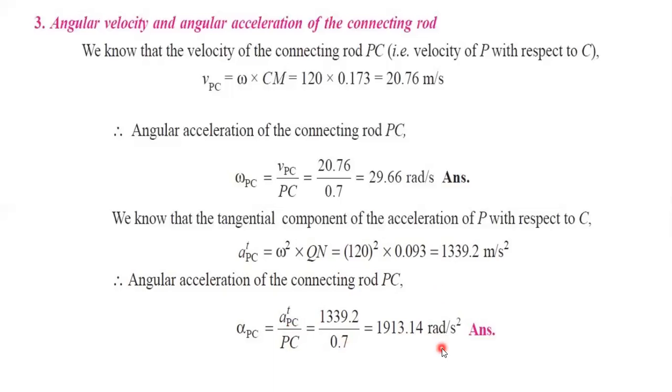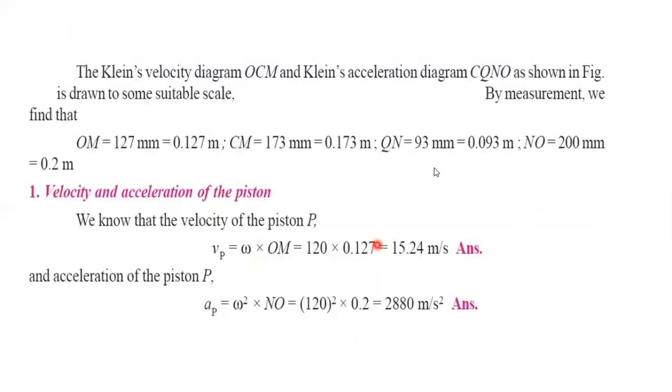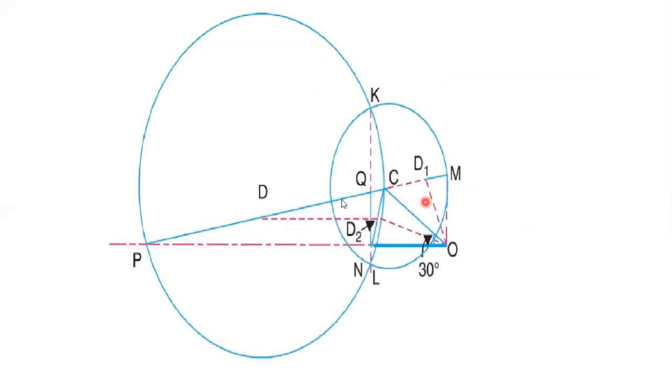So right now we have determined all the values, that is the velocity and acceleration of the piston and the angular velocity and angular acceleration of the connecting rod. It's a very easy method, so don't get confused with this diagram. If you see step by step and graphically draw and see, you can easily get the value. It's mark scoring also.